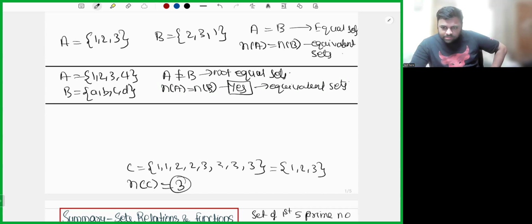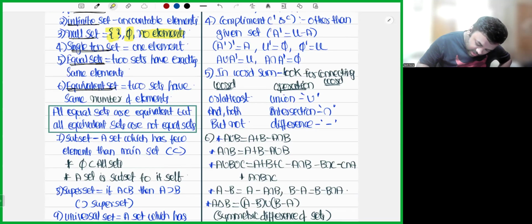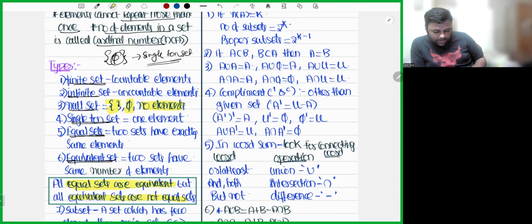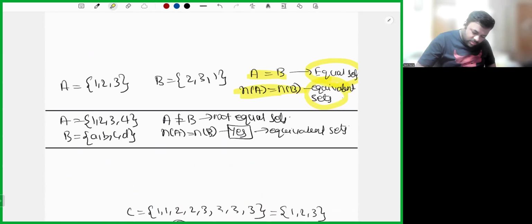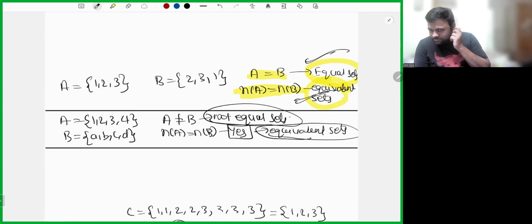Okay, so I hope the concept is clear. Can I say one thing? All equal sets are equivalent sets. Obviously, see here it's an equal set, and obviously it will be an equivalent set also. That's what I'm trying to say. All equal sets are equivalent sets, but all equivalent sets are not equal sets. That's what I wanted to tell you. Okay.